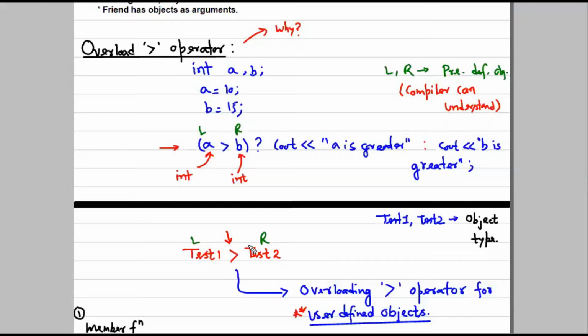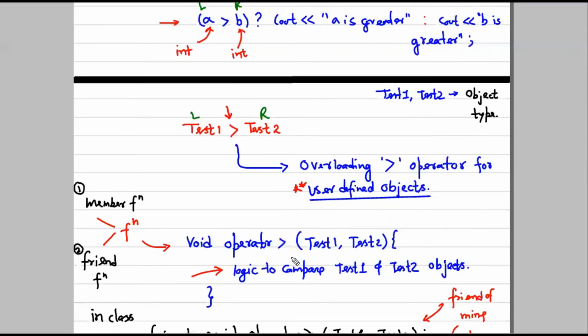To overload it, we use the operator keyword. We will create a function like void operator, and this operator we are going to overload. Then we will write operator greater than, and then we have to pass the arguments in the function. Since this is a binary operator, the first argument will be the object of test1 type and the second argument would be the test2 object. So the function would look like this.